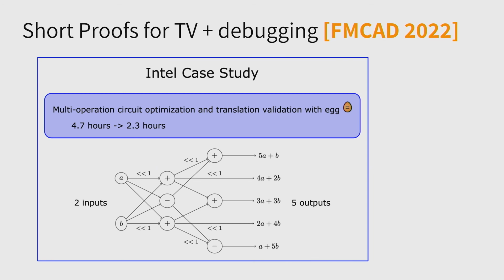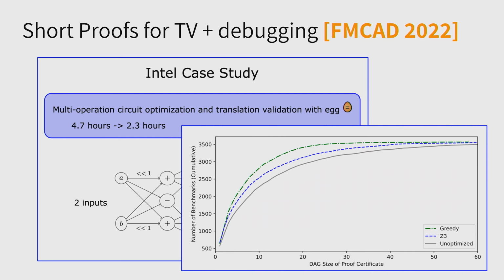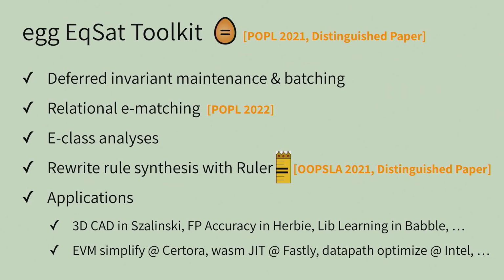Oliver Flatt's going to be giving a talk in a couple weeks, where we find much smaller proofs out of egg's optimization passes, and that led to like a 2x speed up on verification at Intel. On a small set of benchmarks, we get about 30% smaller proofs versus Z3. So sorry, that was kind of whirlwind there at the end. I think I'm a little bit over. Apologies. Oh no, I still got 2 minutes.